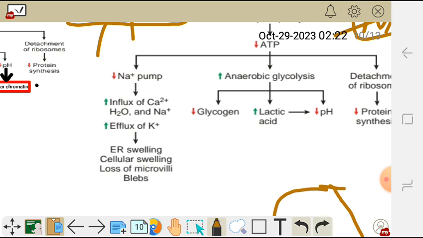Apart from this, we are going to see anaerobic glycolysis. Why? Because ATP is no longer being produced, so the cell will undergo what we call anaerobic glycolysis. Anaerobic glycolysis is going to produce lactic acid. Lactic acid is then going to lead to reduced pH, so the inside of the cell will be acidic.